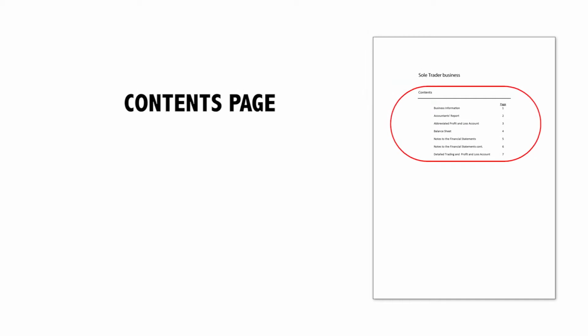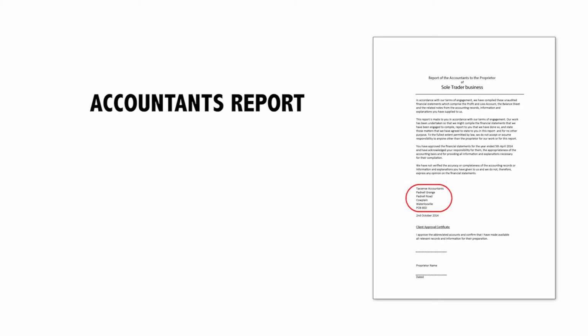The contents page gives an overview of what makes up the annual accounts. This page lists the business information such as the name of the proprietor, the accountants and the trading address as held by HMRC. Check this is the correct address. The accountant's report is prepared by us as your accountants. It's important you as the proprietor sign and date the approval certificate at the bottom of this page so that your accounts can be filed.